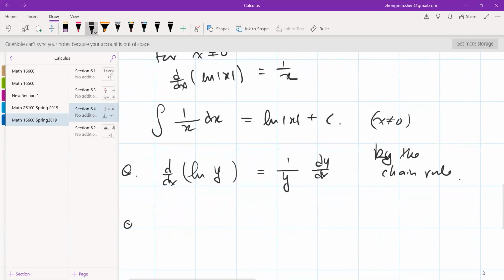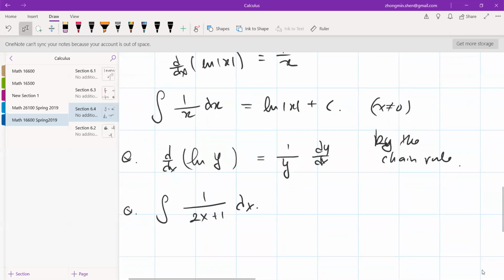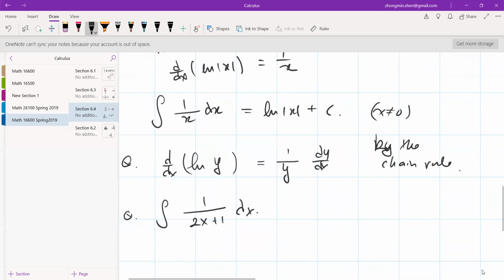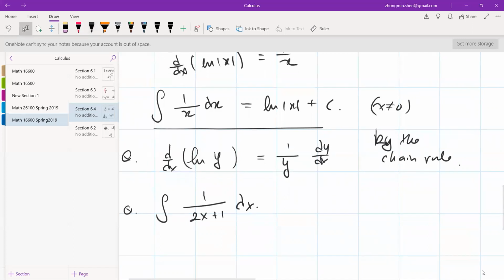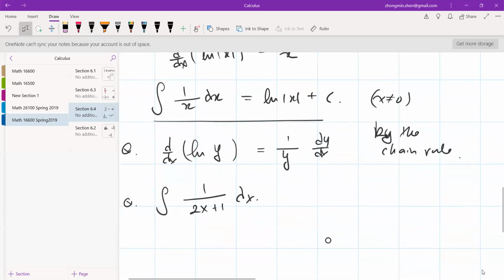Yeah, how about the integral, evaluate the integral of 2x plus 1 dx. The only formula I can use is this, okay? Even though this one looks similar to that, 1 over x something, because this is 1 over 2x plus 1, you cannot apply the above formula directly. You have to change the variable in the denominator. So it's 2x plus 1.